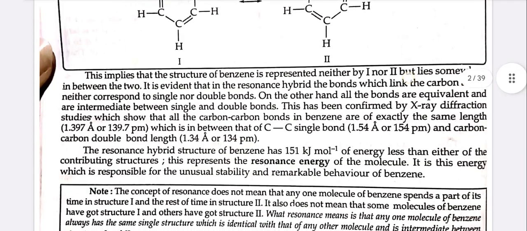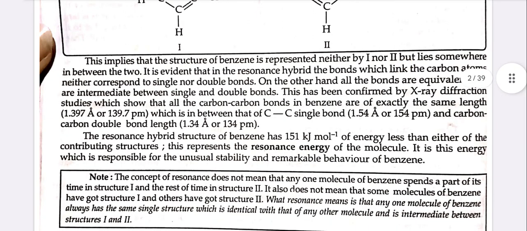The resonance hybrid structure of benzene has 151 kJ per mole of energy less than either of the contributing structures. This represents the resonance energy of the molecule. It is the energy which is responsible for the unusual stability and remarkable behavior of benzene.